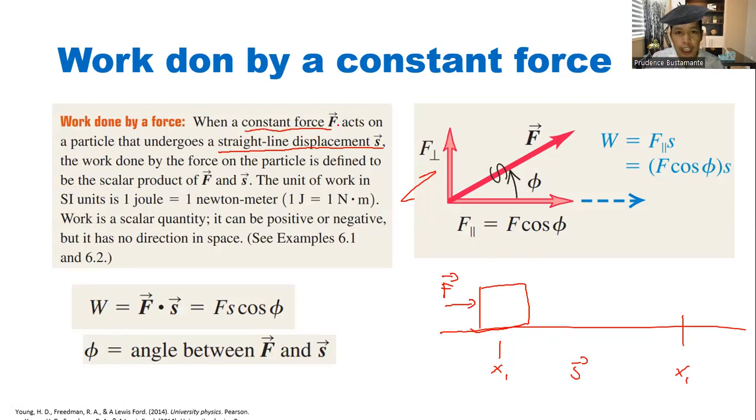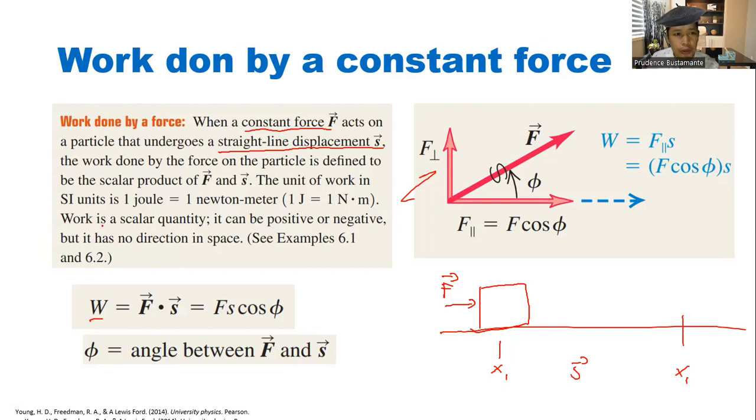So when a force F acts on a particle that undergoes a straight line displacement, the definition of work is this: the work done by the force, which is F or W, on the particle is defined to be the scalar product of F and S. We know the scalar product is the dot product of the force and the displacement. The unit of work in SI units is 1 joule, which is equal to 1 Newton meter.